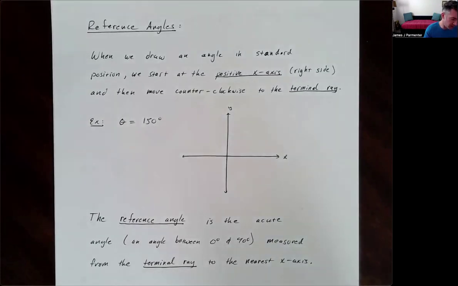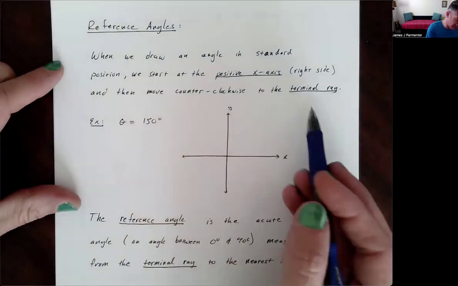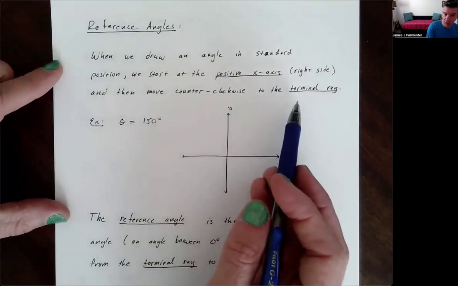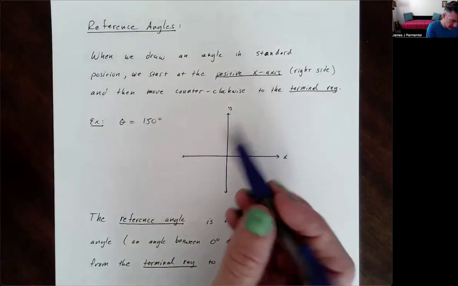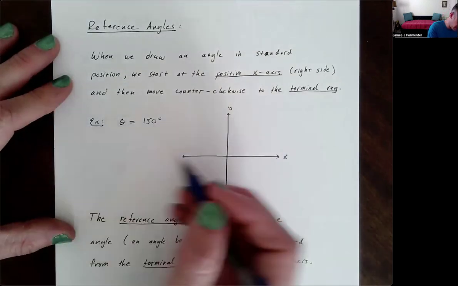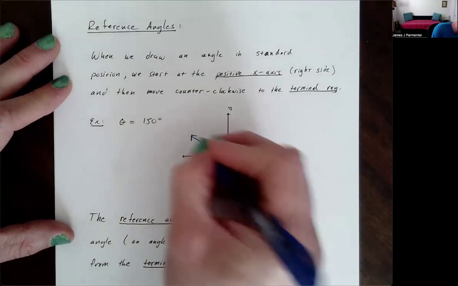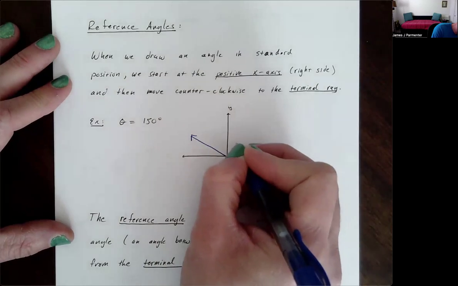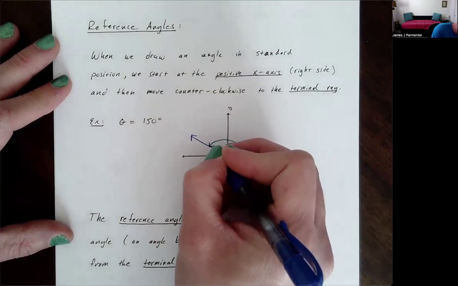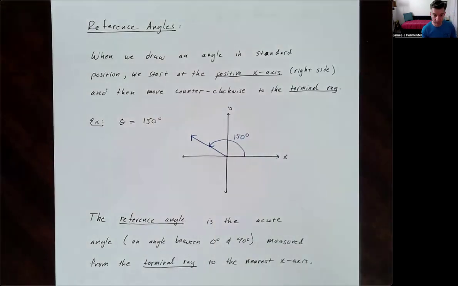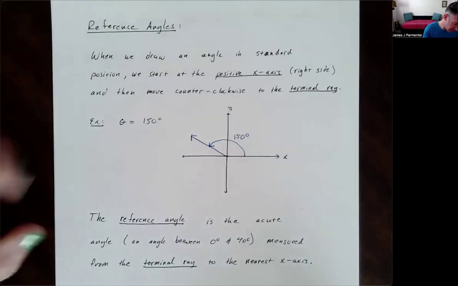So when we draw an angle in the standard position, which I just did, we start at the positive x-axis, which is the right side over here, and then we move counterclockwise to the terminal ray, which is just where the angle ends. So I'm going to draw an angle of theta equal to 150 degrees again. It's essentially going to go like this. I'm going to start here until I get all the way over there. And this angle is 150 degrees in quadrant 2, or terminating in quadrant 2.